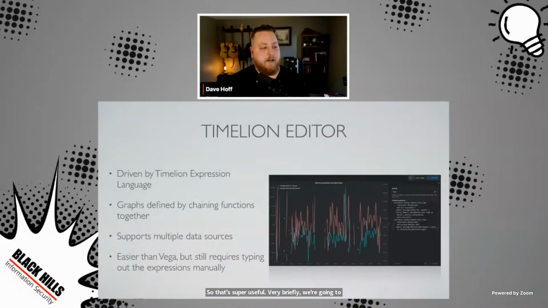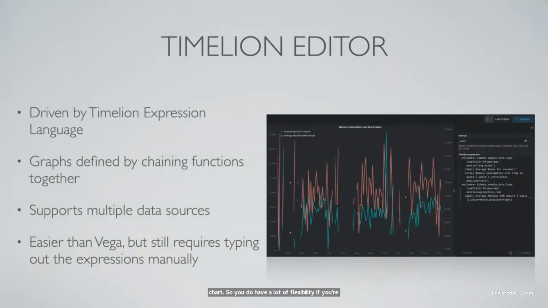These are advanced editors. Timeline is specifically meant for viewing time series data. And you create these graphs by chaining functions together that define the data shown in the graph. It looks overwhelming at first. Overall, it's the easier of the two custom editors. You're not actually programming the chart itself. You're programming the data that's displayed by the chart. So you do have a lot of flexibility if you're trying to create specific line charts, if you need to do something special or operate on your data using various math functions. This is a good way to do that if you have the time to spend learning it.